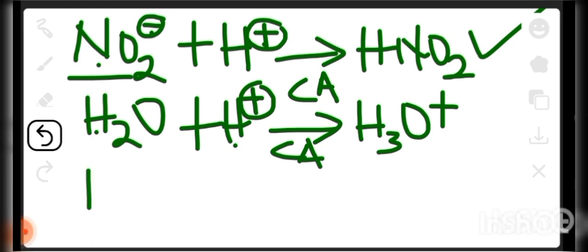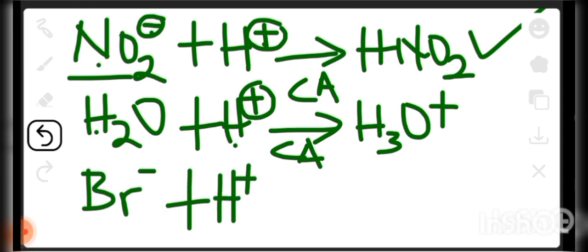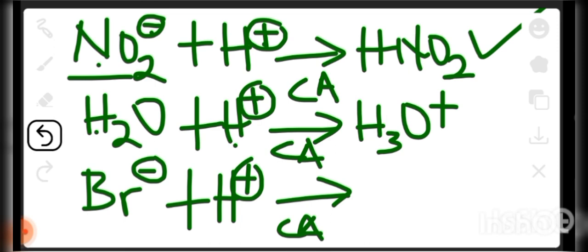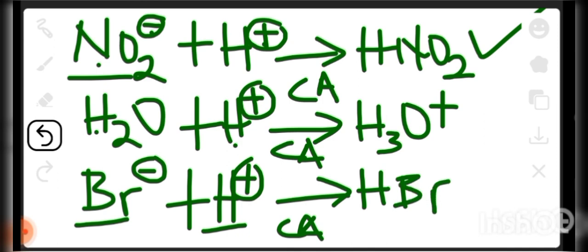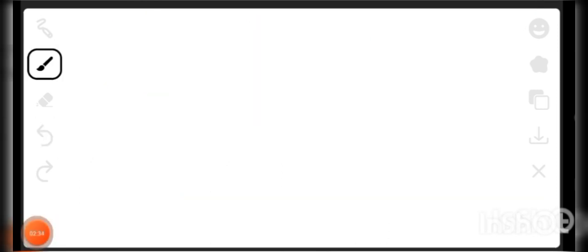Now the conjugate acid of Br minus. What you have to do, add H plus. So the conjugate acid will become, now let's check, plus and minus cancel out. Then Br plus H will be HBr. That is the conjugate acid of this. So let's look at more examples. Now we have another example here.